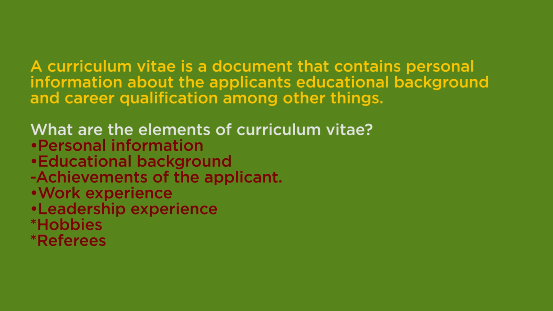1. Personal information. That is your name, your date of birth, your contacts, your nationality, and your gender. Number 2. Your curriculum vitae should show your educational background. That is, the names of the institutions you attended, and this should be arranged from the most recent. You may also show what you obtained in the examinations that you did at those levels.